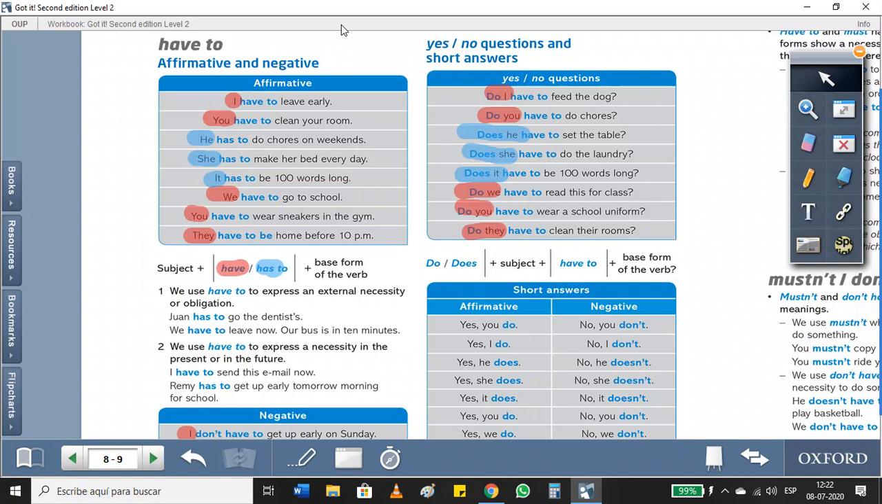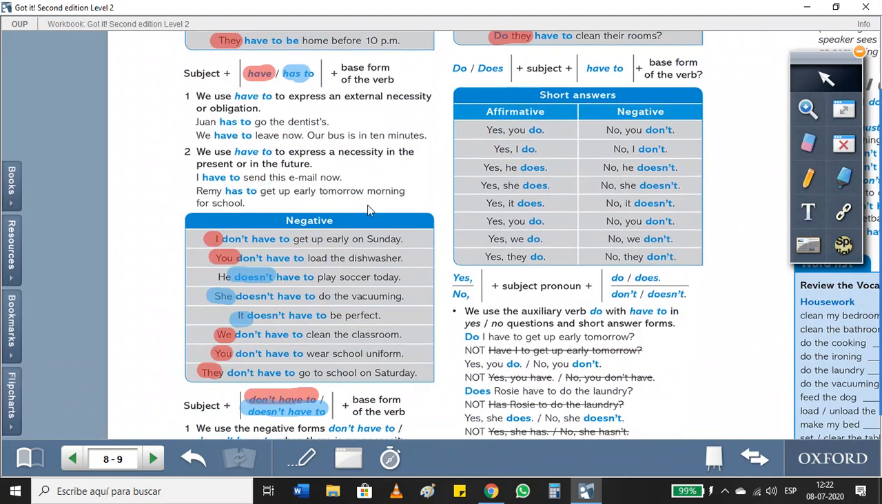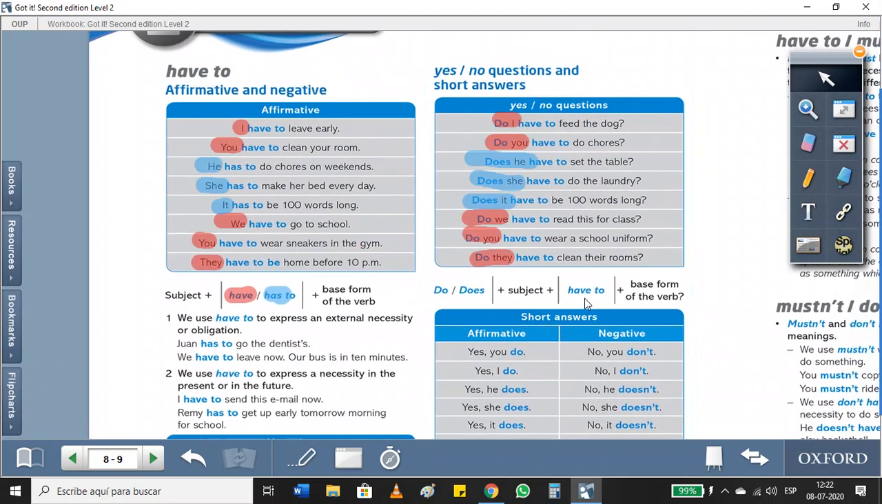So please, guys, remember these. With I, you, we, you, and they, we're gonna use have to in affirmative sentences. With he, she, and it, we're gonna use has to in affirmative sentences. In negative, with I, you, we, you, and they, we're gonna use don't have to. With he, she, and it, doesn't have to. And in questions, with I, you, we, you, and they, we're gonna start with do. And with he, she, and it, we're gonna start with does. That's all. Eso es todo.